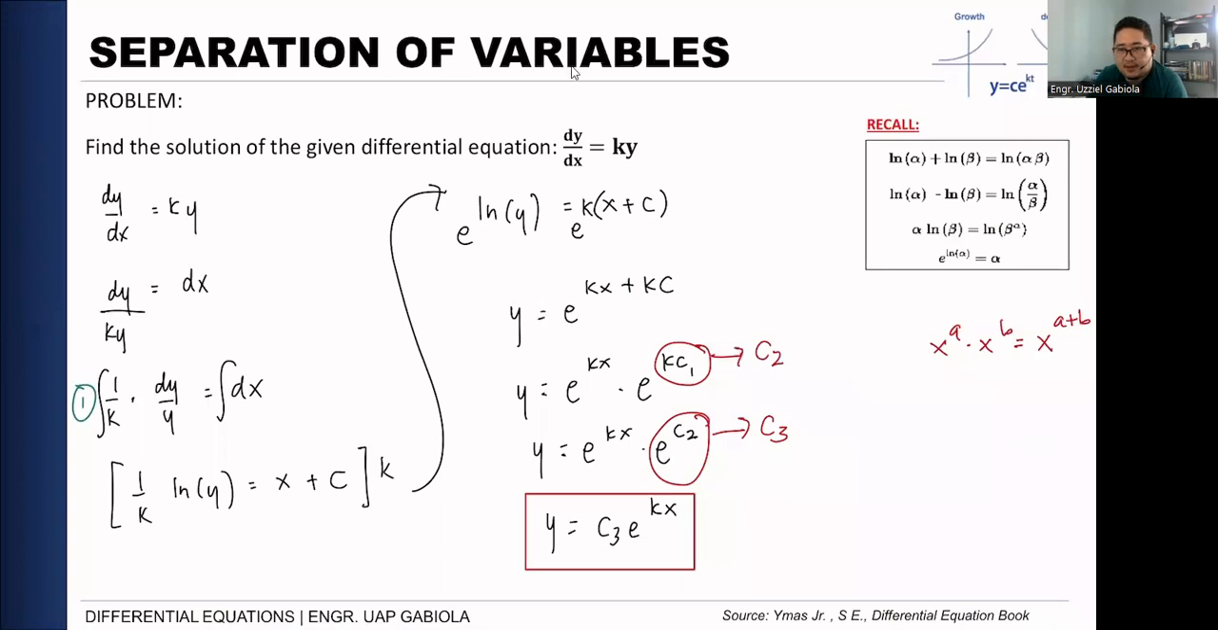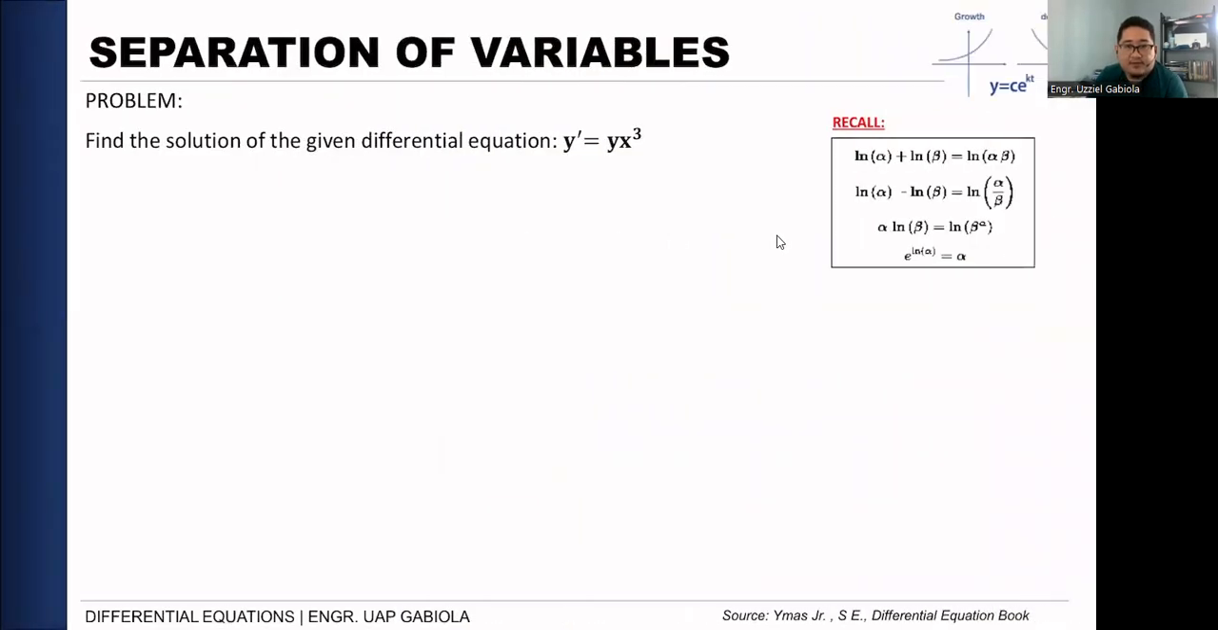Okay, let's try the next one. We have the differential equation y prime is equal to yx cubed. It's up to you to determine if it is separable. But since they are multiplied, we can divide one variable by the other variable. So we have y prime is equal to yx cubed. y prime is equivalent to dy over dx is equal to yx cubed.